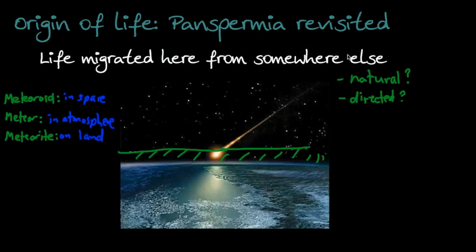We've been revisiting panspermia and the idea that life may have migrated here from somewhere else. We learned a little bit about the nomenclature, about meteoroid, meteor, and meteorite. Now, how in the world could life migrate from somewhere else? In other words, what's the mechanism? How could this happen? Well, we have some ideas about how this could be possible.